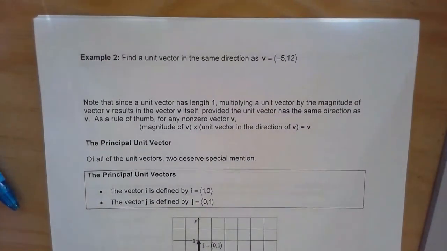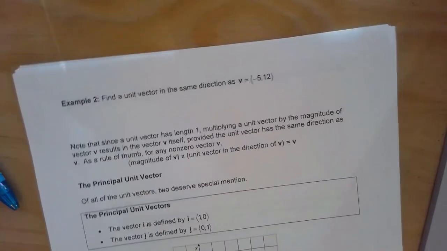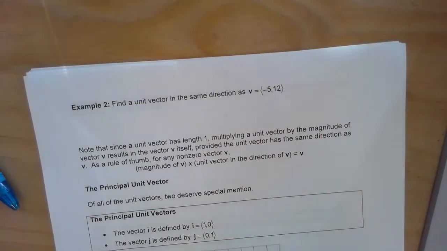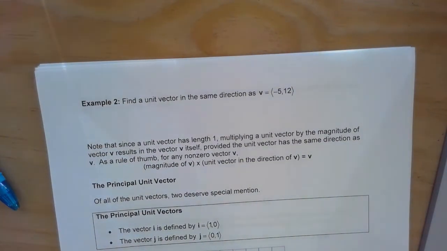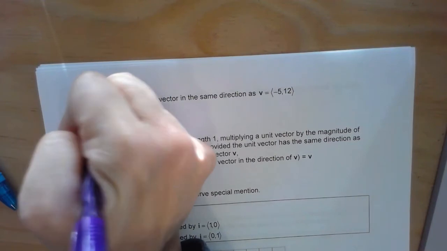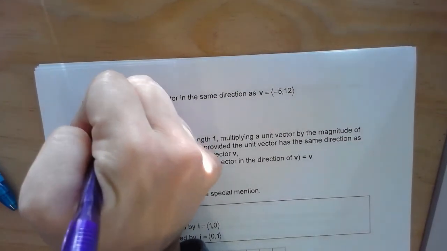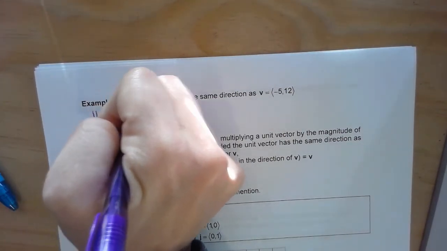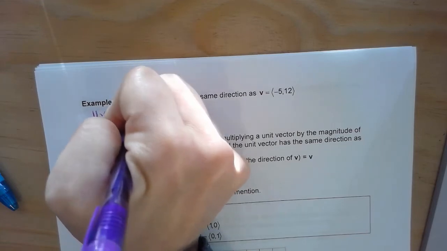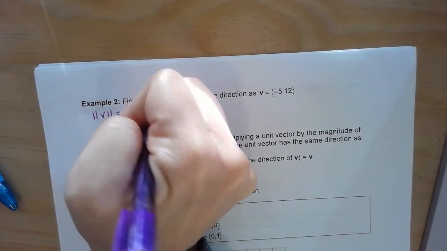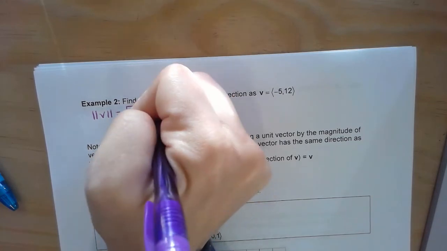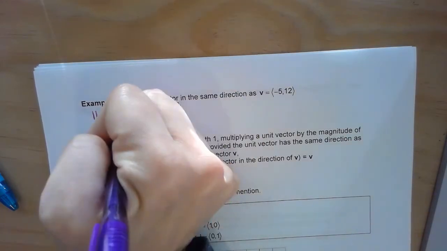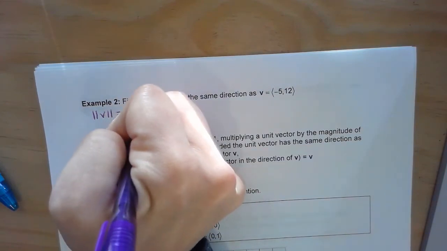Alright, so let's do that now. The first thing we're going to do is find the magnitude, because remember, we're multiplying by 1 over the magnitude. So the magnitude of v is the square root of -5 squared plus 12 squared. When you do that out, we get 13.